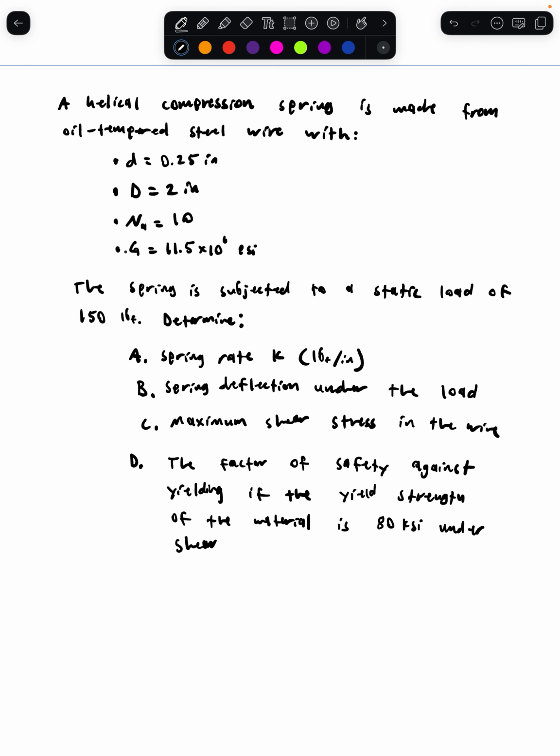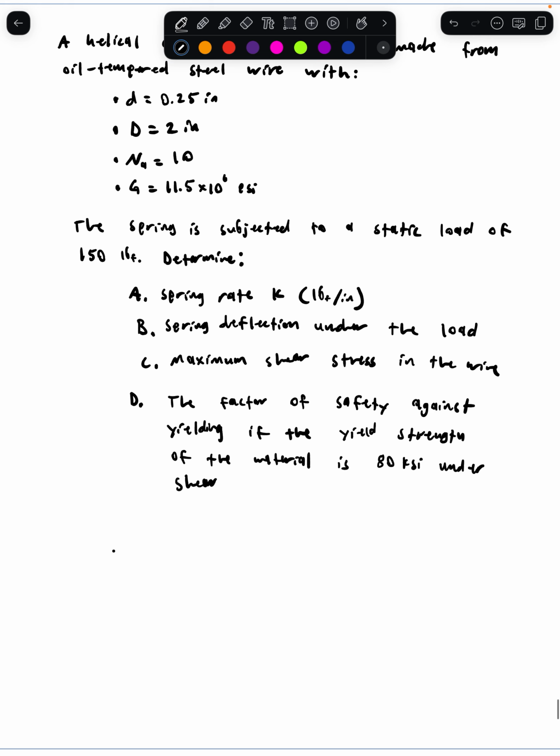And then it gives us the shear modulus of elasticity, and we are given the spring is subjected to a static load of 150 pounds, and asked to determine the spring rate K, the spring deflection under the load, the maximum shear stress in the wire, and the factor of safety against yielding if the yield strength of the material is 80 KSI under shear.